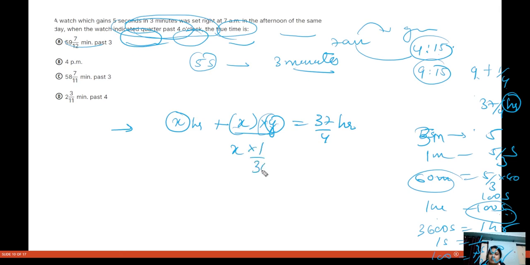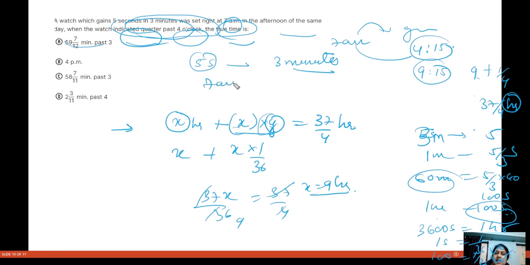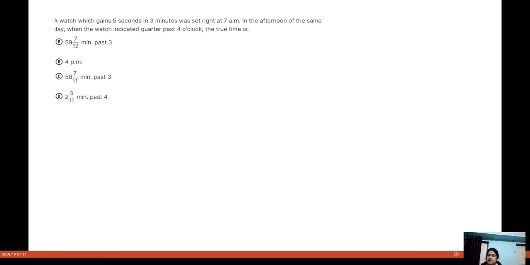So x into 1 by 36, and this is x. So we have 37x by 36. So we get this as 37 by 4. So we know now the true time is 9 hours. So from 7 a.m., 9 hours will be 4 p.m. only. So this is the answer.